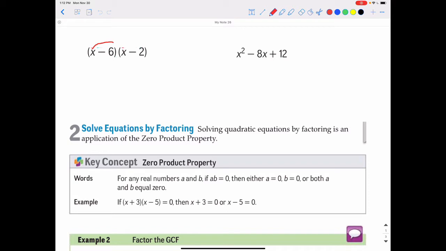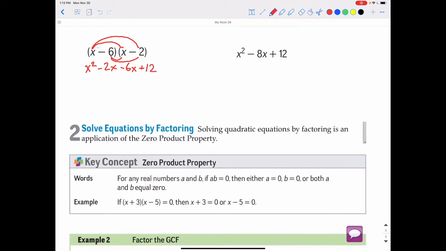So you would take x times x, and x times x is x squared. And then you would take x times negative 2, which would be negative 2x. And then you take negative 6 times both parts in the second set of parentheses. So negative 6 times x would be negative 6x. And negative 6 times negative 2, since that is a negative times a negative, that would be a positive 12. And then you combine your like terms.